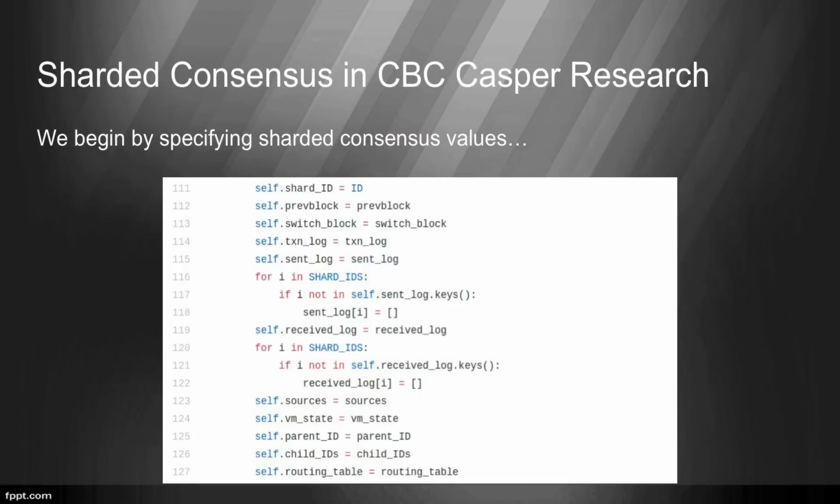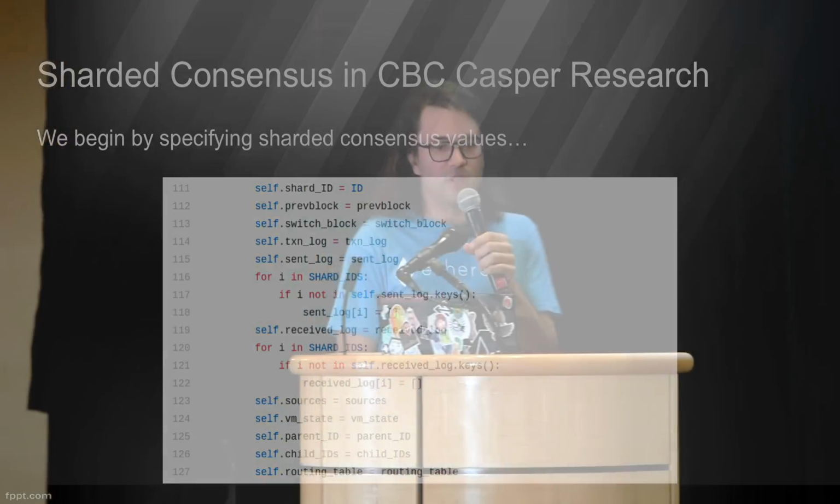Here's a little code snippet from the CBC Casper GitHub and our ETH sharding POC. We have a bunch of different things in a block, including the shard ID, a previous block, the transaction log, the sent log, the received log, sources, which are the blocks from other shards that we're receiving messages from, virtual machine states, all sorts of stuff that is part of the data structure of a block.